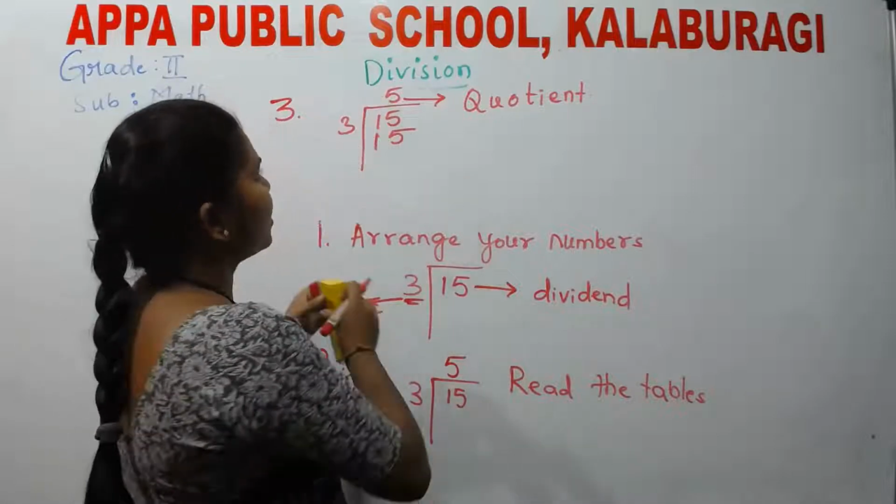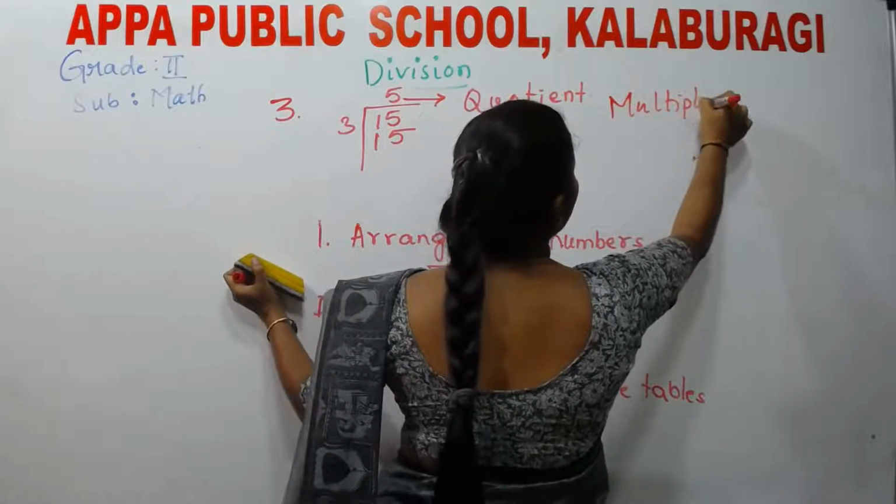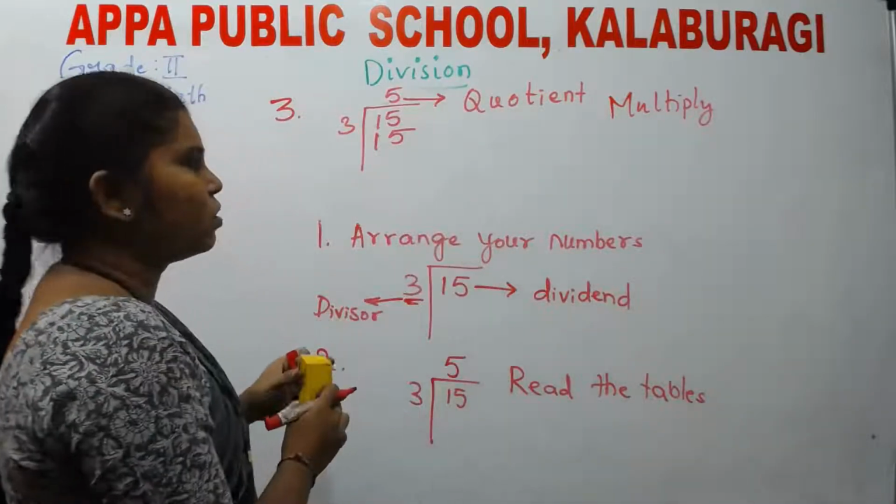So what are you doing? You are multiplying these two. So next is to multiply your divisor as well as the quotient.